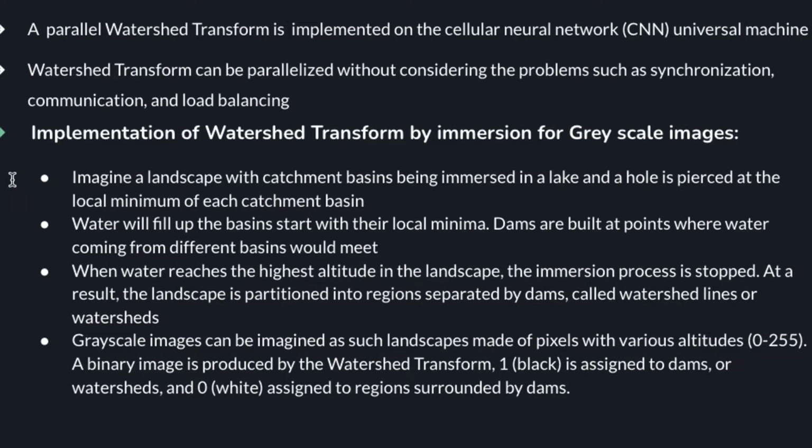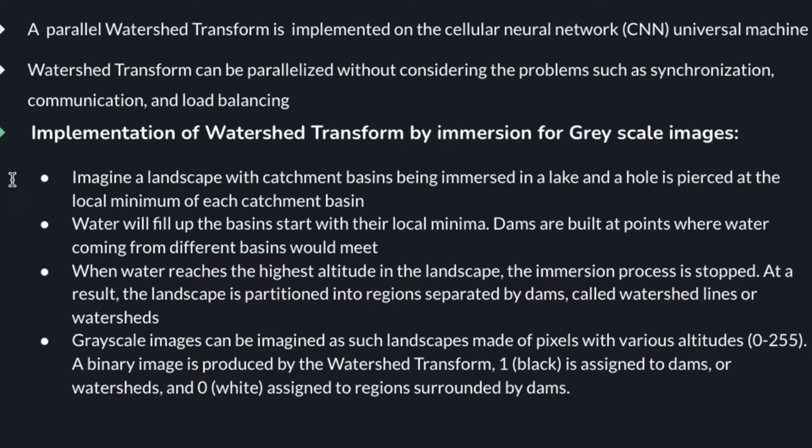A parallel watershed transform algorithm is typically implemented on a cellular neural network, which is also called CNN, and this is a universal machine. The transform can be parallelized without considering problems such as synchronization, communication, and load balancing. And this is because of the CNN's massively parallel array computing ability.